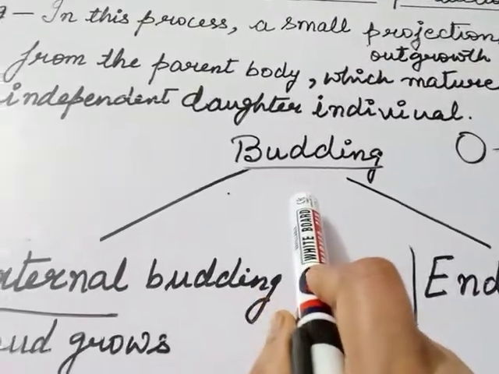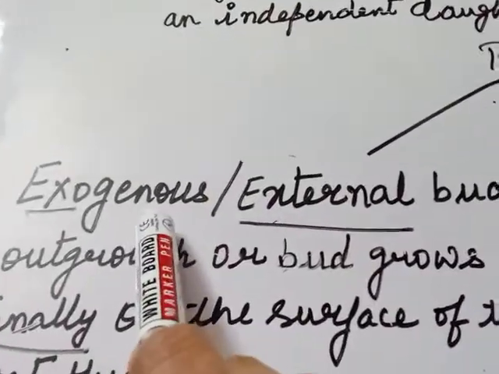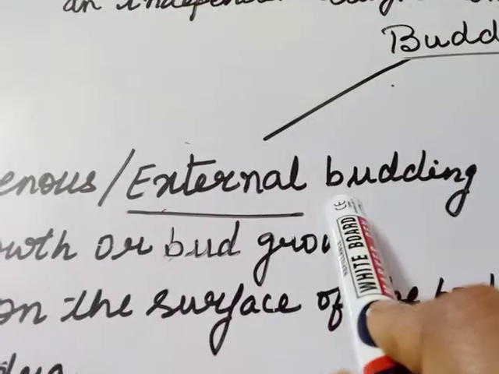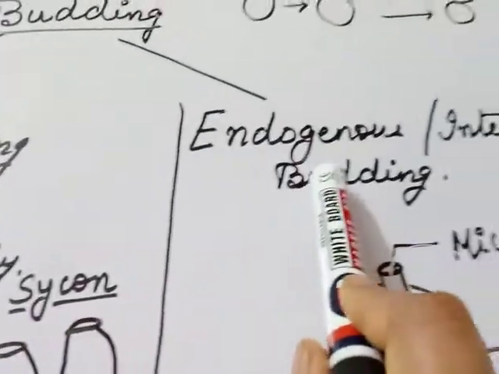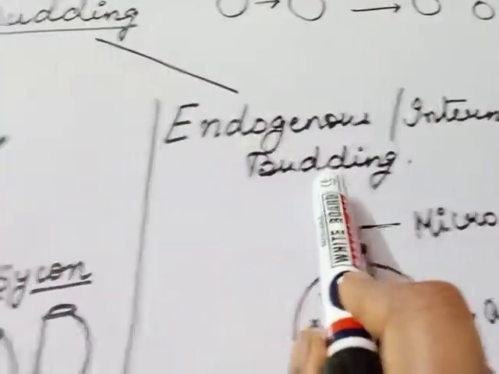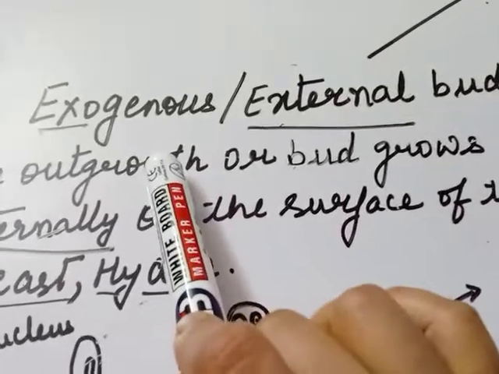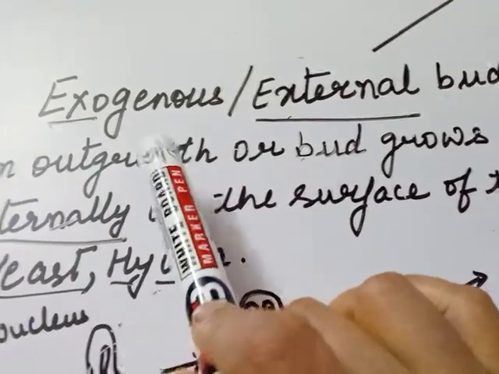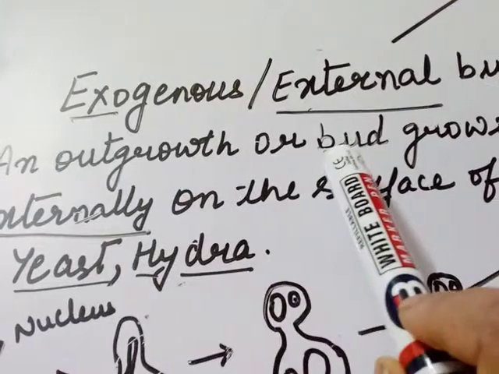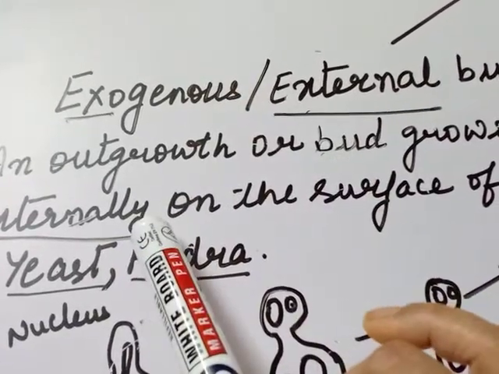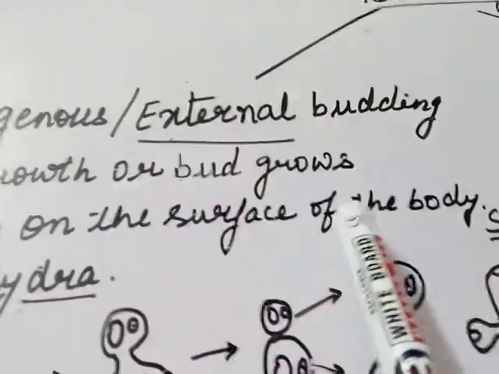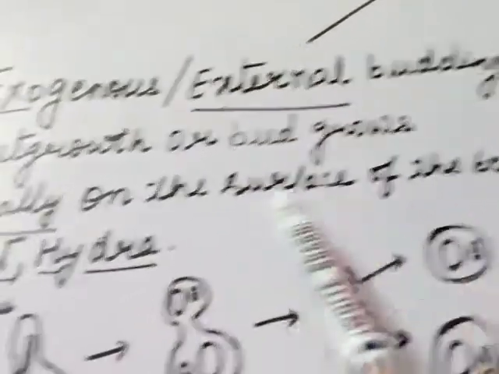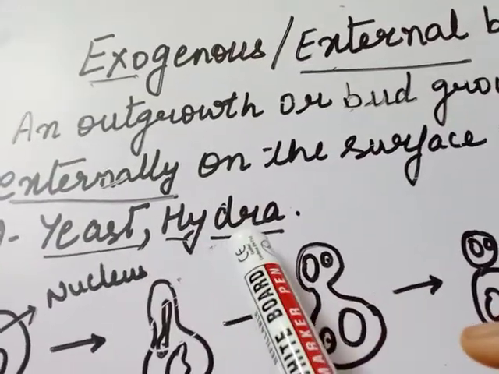Budding is of two types. One is exogenous or external budding, and another is endogenous or internal budding. In external or exogenous budding, there is a formation of an outgrowth or bud on the external surface of the parent body. For example, in yeast and hydra.